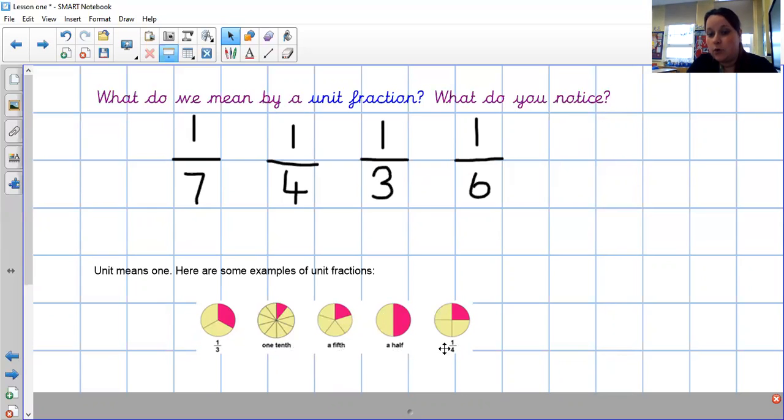And the final example, a quarter, our whole has been split into 4 equal parts. And again, we are interested in one of those equal parts. So a unit fraction is when the numerator is always 1. We are always interested in one of those equal parts.